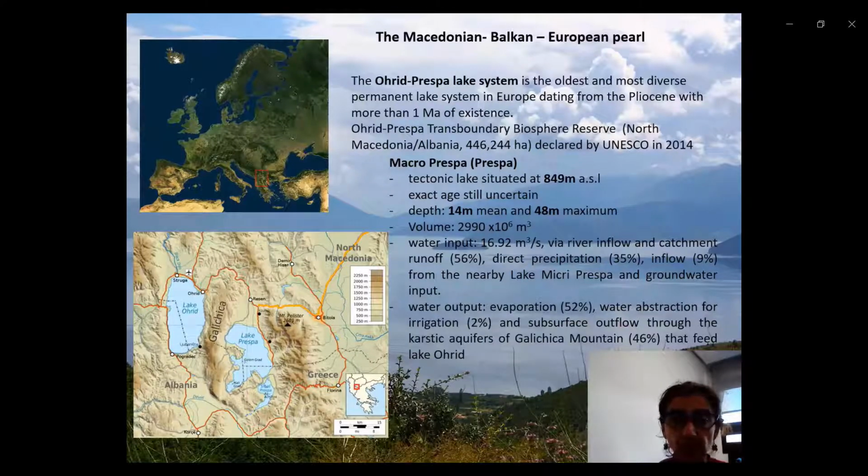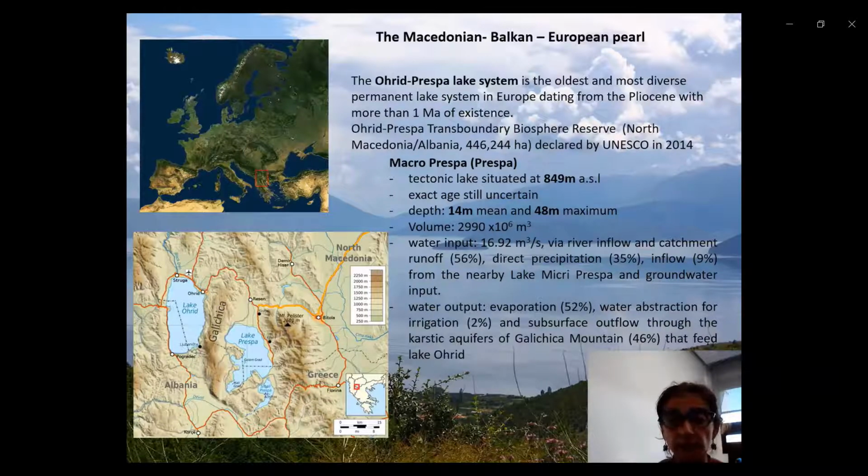Lake Prespa is a tectonic lake whose age is still not fully known, but it is probably at least 1 million years old. You can see here data about its depth, volume, water input, and water output. Importantly, we don't have big rivers going into the lake, and we also don't have big rivers getting out of the lake. So half of its water output is actually through Mount Galichitsa into Lake Ohrid.